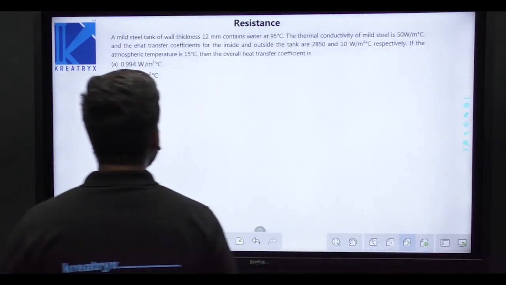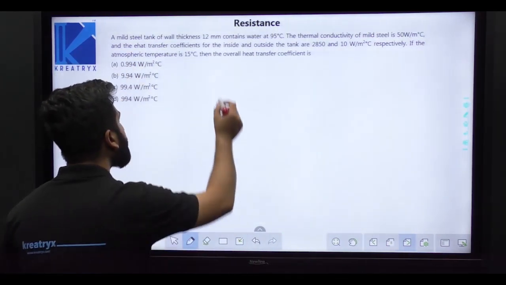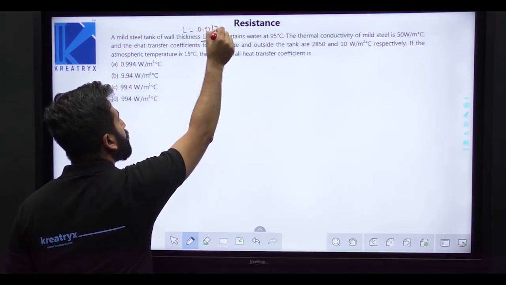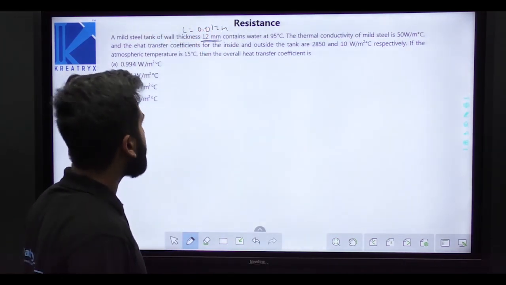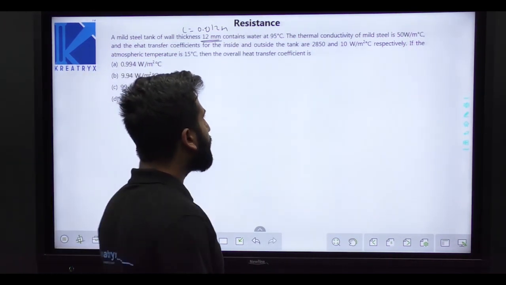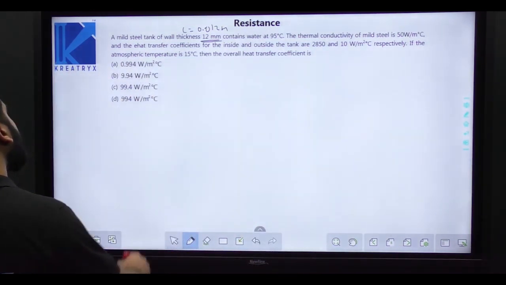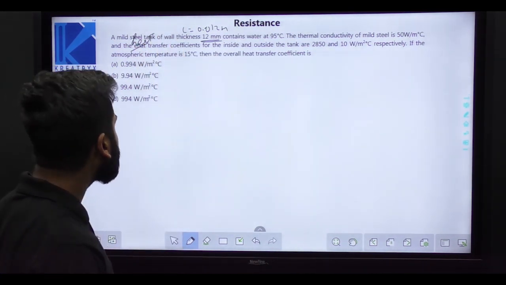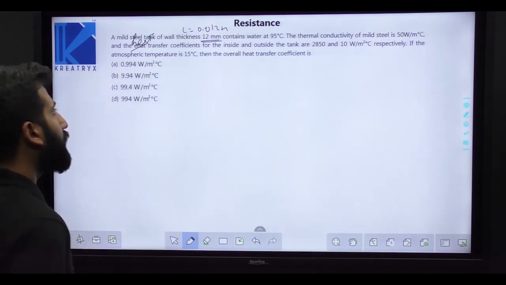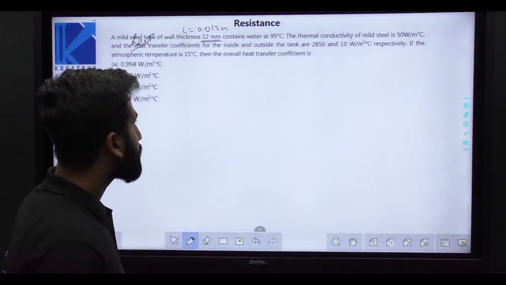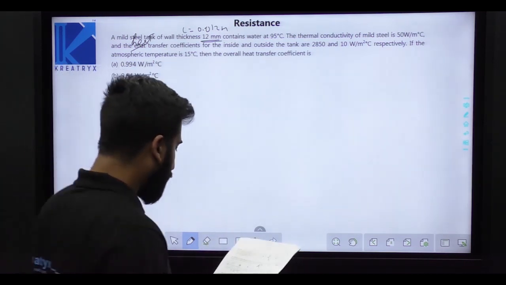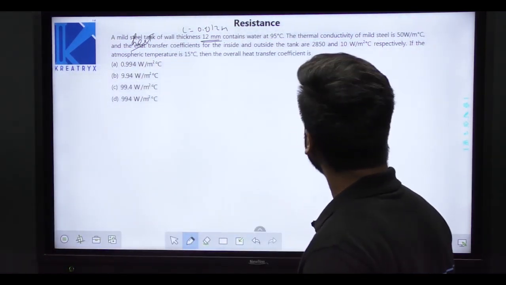Next question is a mild steel tank of wall thickness 12 mm. Wall thickness is 12 mm, that is L is 0.012 meter. Contains water at 95 degrees Celsius. The thermal conductivity of mild steel is given, and the heat transfer coefficients for the inside and outside the tank are 2850 and 10 watt per meter square degree Celsius respectively. If the atmospheric temperature is 15 degrees Celsius, then the overall heat transfer coefficient is, okay, the options are given to you.